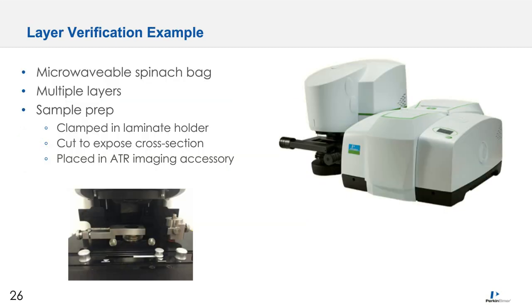In our last example here, we'll perform an analysis of a microwavable spinach bag. Now this may seem unremarkable, but these products are actually comprised of multiple layers. Each layer has a functional reason for inclusion in the finished product. Here, sample preparation involved clamping in a laminate holder. The sample was actually cut to expose a cross-section, and the film was placed in the ATR imaging accessory held within the clamp.